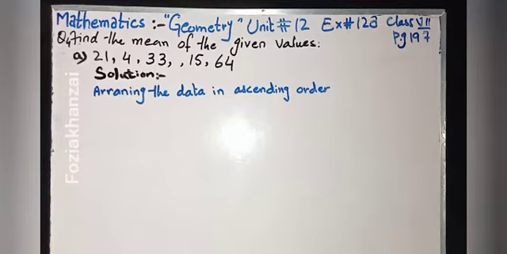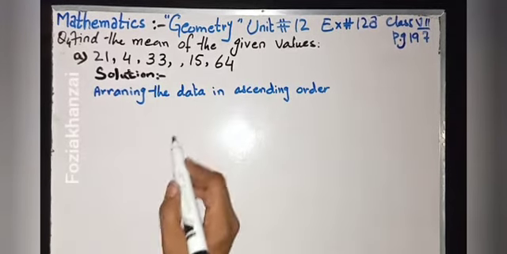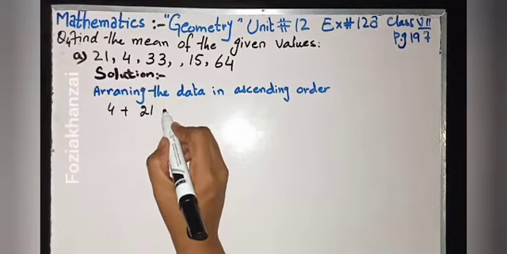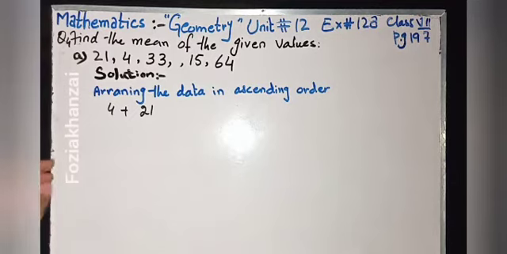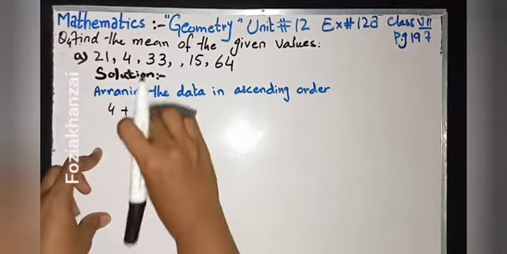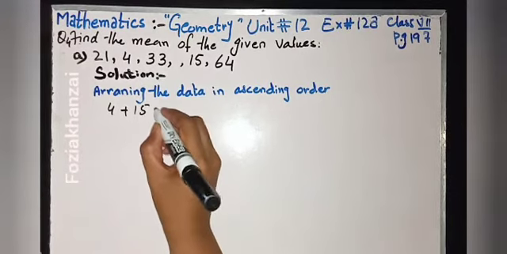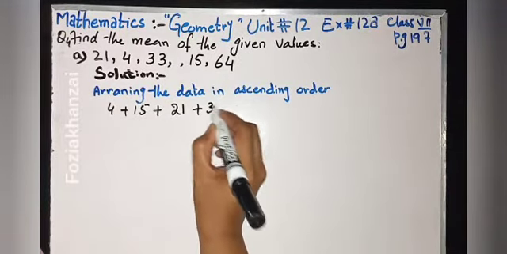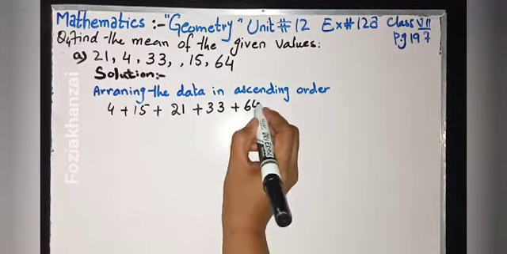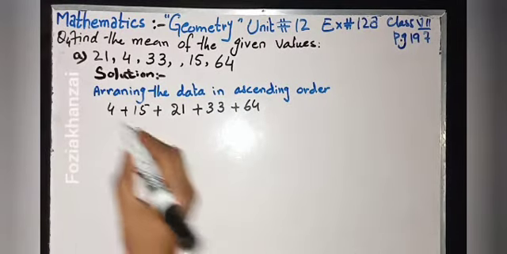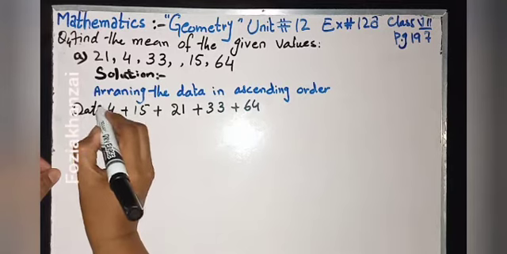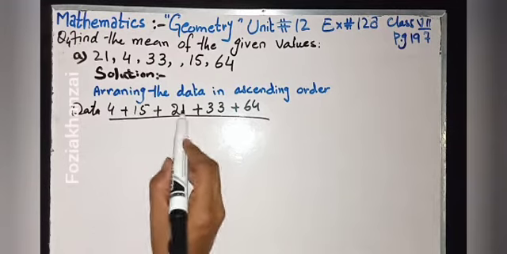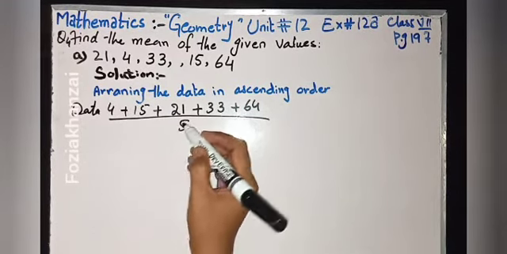Now we start the first part: arrange the data in ascending order. Before 21, 15 is the smaller number, so first write 4, 15, 21, 33, 64. Now we have arranged it, it's called data. Written in ascending order. Now count the items: 1, 2, 3, 4, 5. Total number of items is 5.